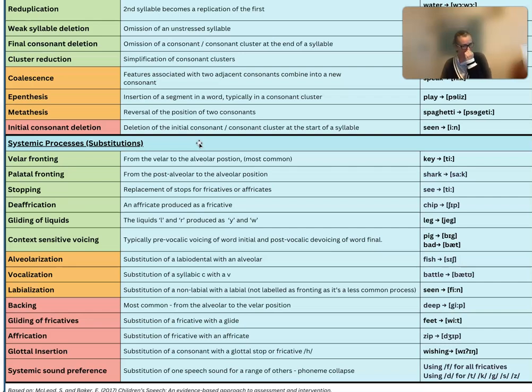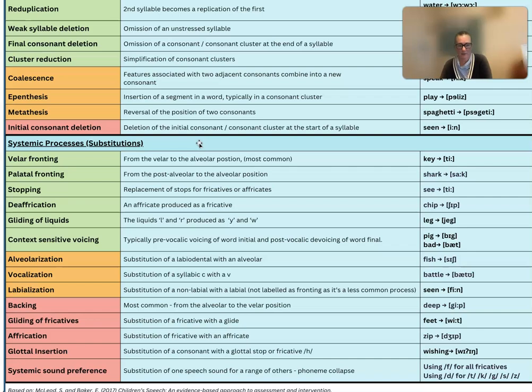So let's just break that down a little bit. I've just said if an affricate is produced as a plosive, that's called stopping. But if an affricate, which as we can remember is a combination of a plosive and a fricative, so ch is a combination of a t plus a sh sound, if the child produces that as a fricative, that's called deaffrication. So it takes off that plosive at the start. So for that example here, I've said chip has gone to ship. That's deaffrication, which is again typical.